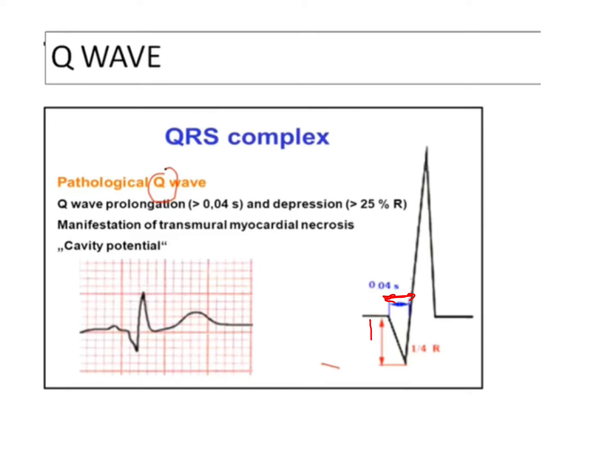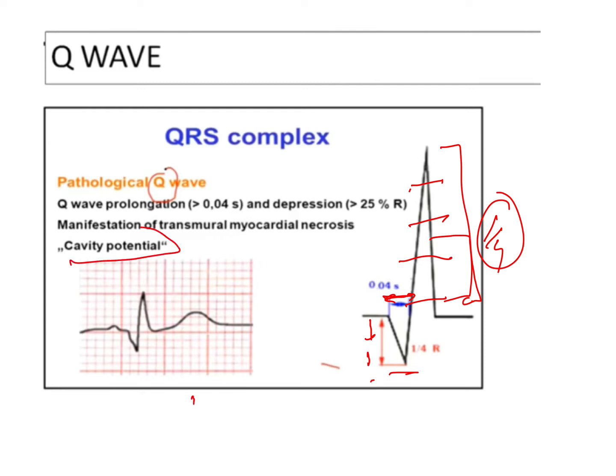Or if the depth of the Q wave is more than one fourth of the R wave, meaning if we divide the R wave into 4 parts and the depth is more than 1/4 of the R wave, then we call it a pathological Q wave. And this pathological Q wave is also seen as a cavity potential.